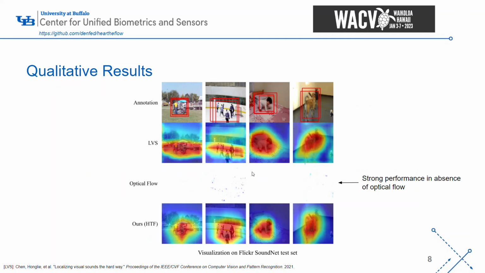And given the cross-attention architecture of our network, this model also performs well when there actually isn't any meaningful optical flow, and it outperforms previous methods in this regard as well.